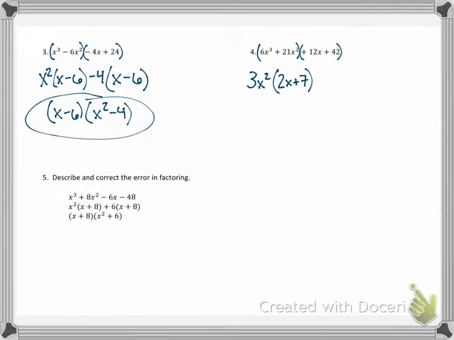Looking at the second group, 12x plus 42. The biggest thing I can take out is a 6. And if I do that, I've got myself 2x plus 7 when I divide 6 away from both of those terms. Again, that's great. My common factor is 2x plus 7.